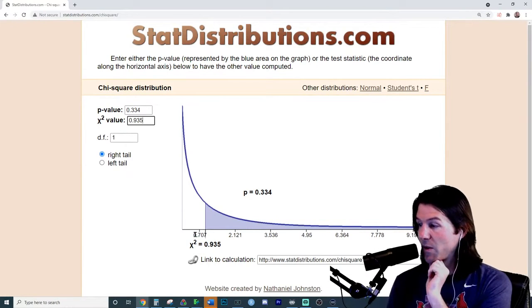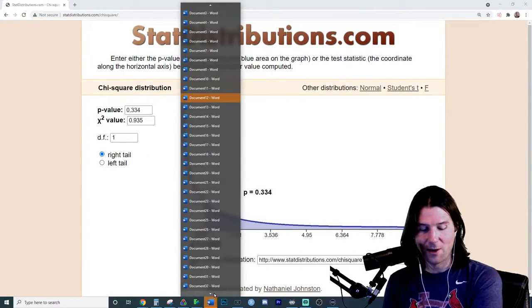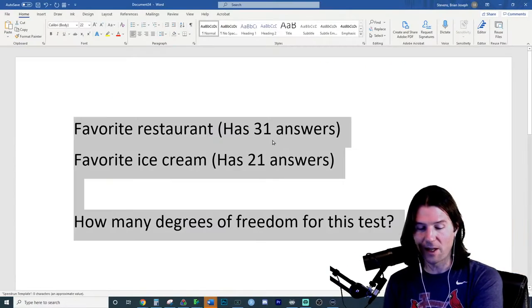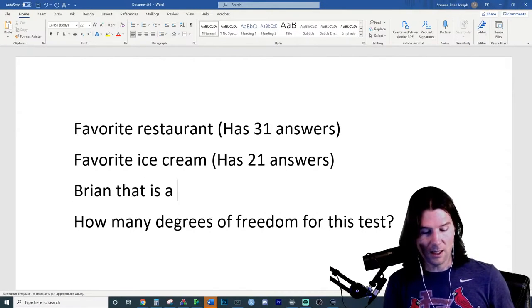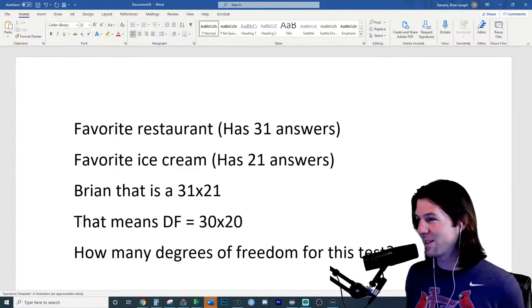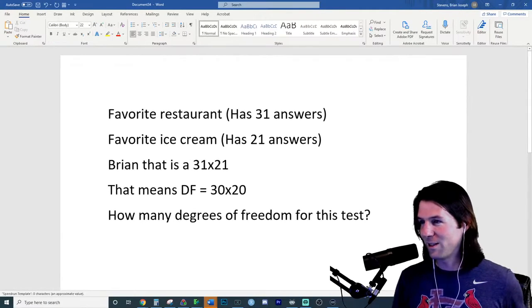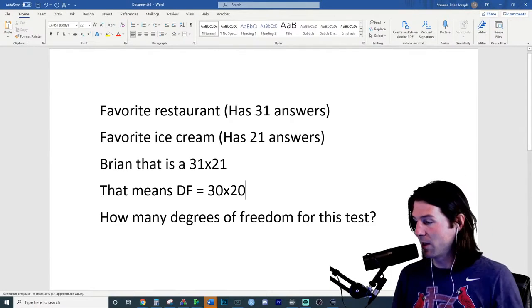And the chi-squared is the sum of all the cell chi-squareds. Turner, great job. 600 for that random question I asked right there. All you do is just subtract 1 from how many levels there are for each. So since you say, Brian, that is a 31 by 21, and that means degrees of freedom equal to 30 times 20. And that's why I picked this, so I could do it in my head. Look at this. Great job right there. This is the degrees of freedom for the chi-squared, which is different from the other ones.